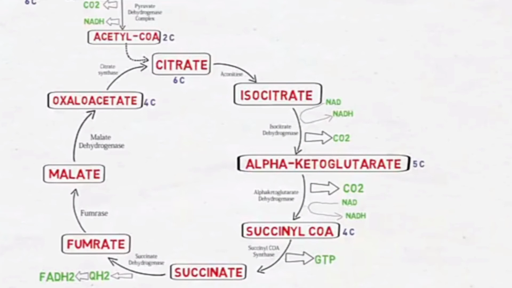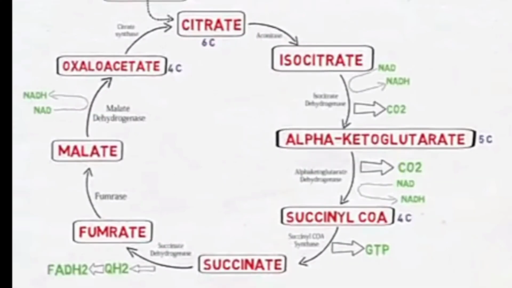Alpha ketoglutaric acid further releases carbon dioxide in the presence of CoA to form succinyl-CoA, and 2 hydrogens are also liberated and combine with NAD to form NADH2. From succinyl-CoA, CoA is released to form succinic acid. In this stage, ATP is formed by phosphorylation of ADP.